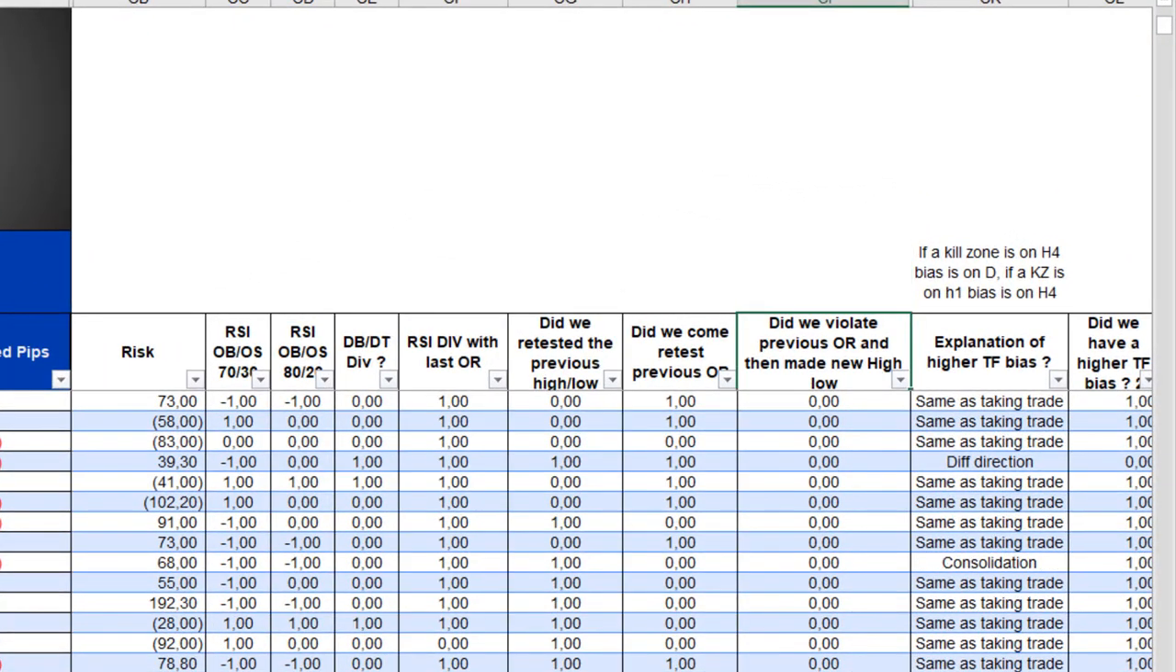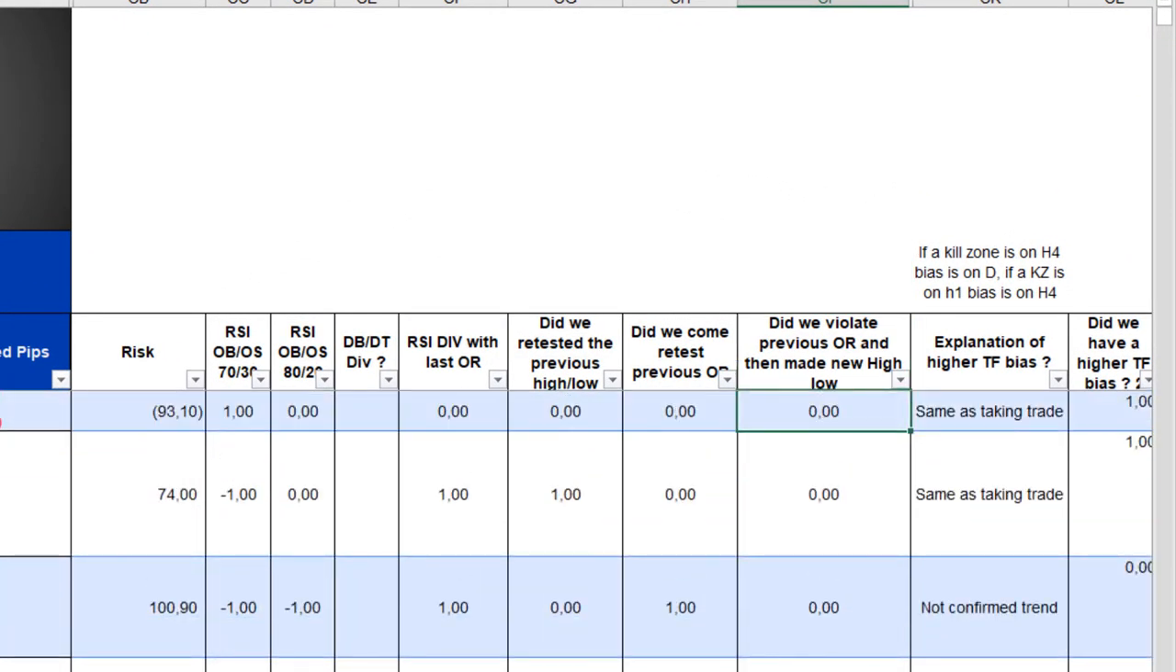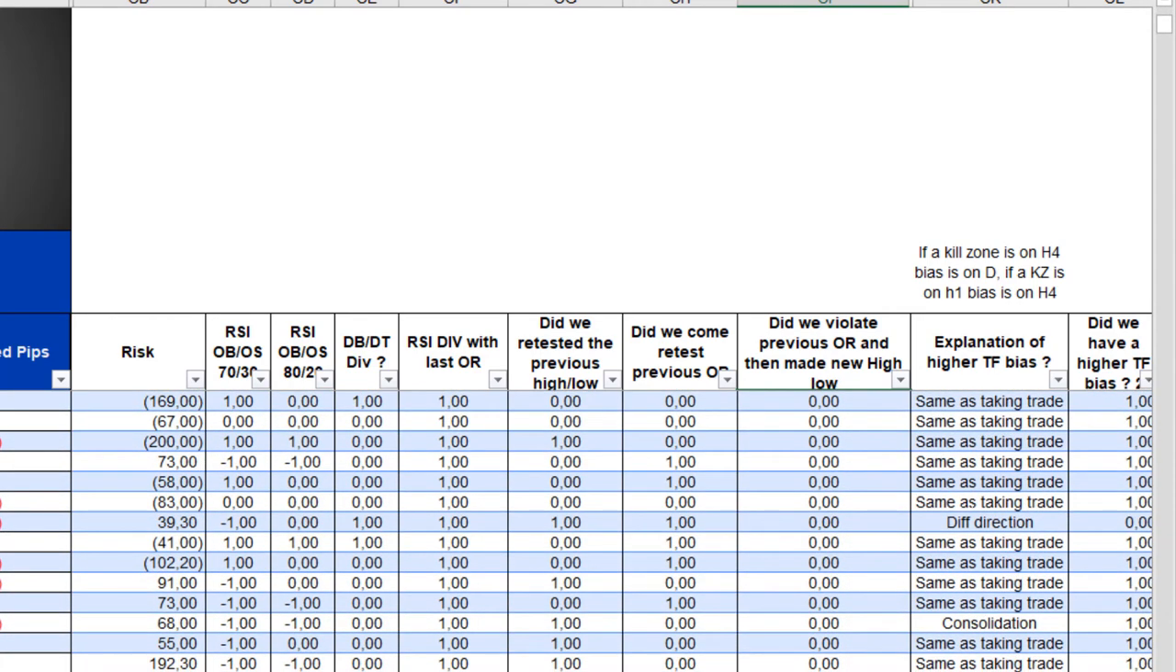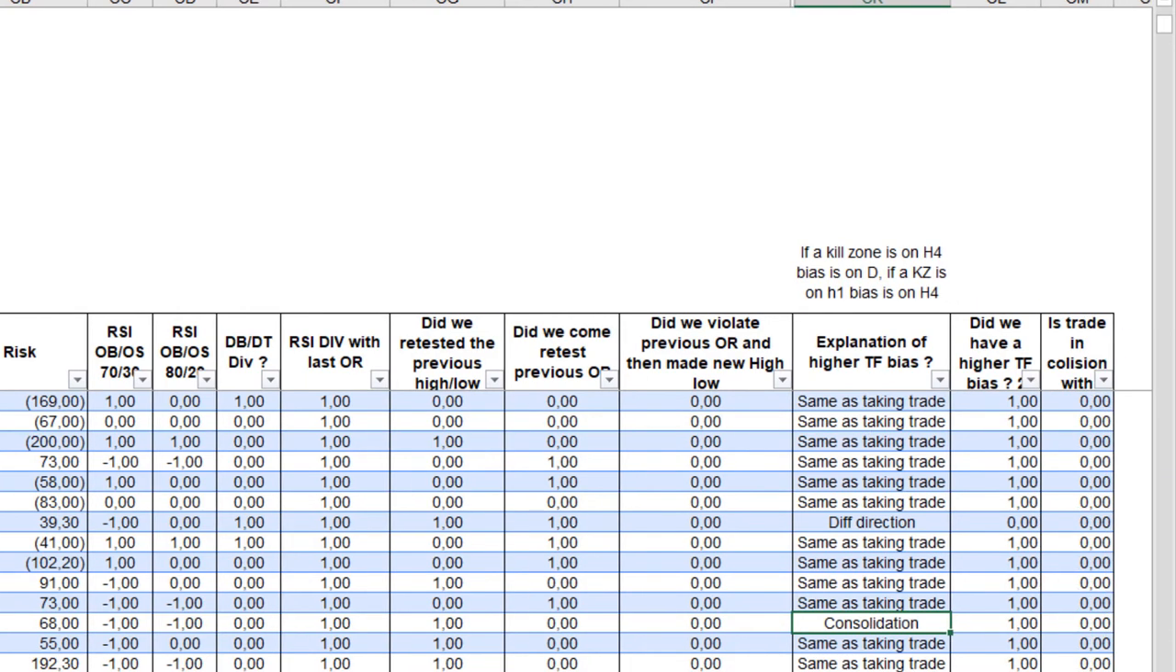Also, did we violate? This is something that you don't need to explain: the higher time frame bias. Is the higher time frame also in the same trend as we are on the lower time frame, or are we in a different direction, or the higher time frame could be in consolidation as well? And then I'm noting down if yes, this is the explanation. This is a higher time frame bias. I'm putting one if it is.